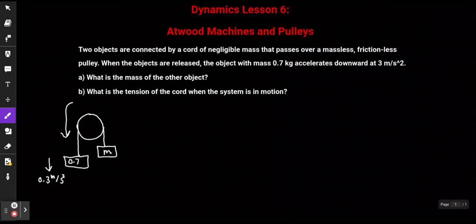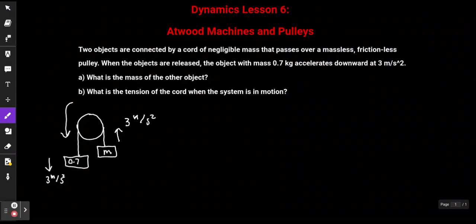Since our pulley is ideal and the tension in the string is equal, we also know that the acceleration of the system is equal. And so the unknown mass m has to accelerate upwards at 3 meters per second squared, because they are part of one system. The pulley is only changing the direction of that acceleration.